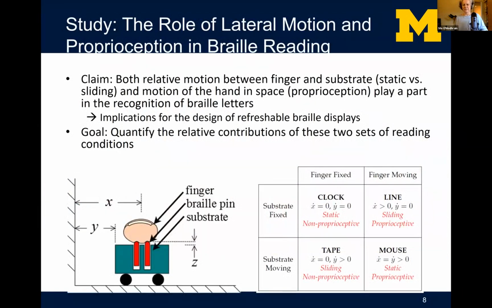So here was our claim: the reason why single cell displays might not be successful is that there's probably a role for both proprioceptive feedback, so the movement of the arm, and also slip, or a sliding contact between the finger and the Braille surface. So we tried to quantify the relative contribution of these two things.